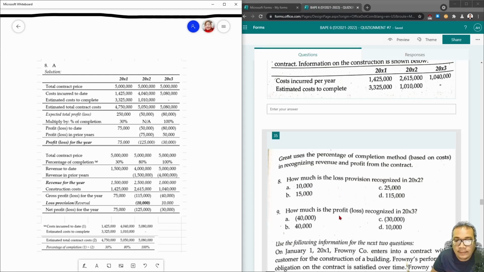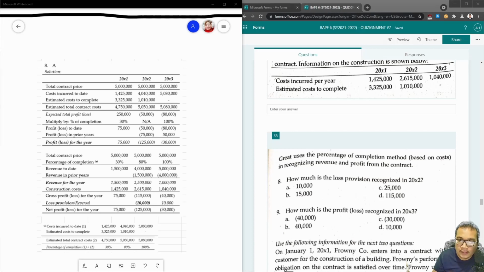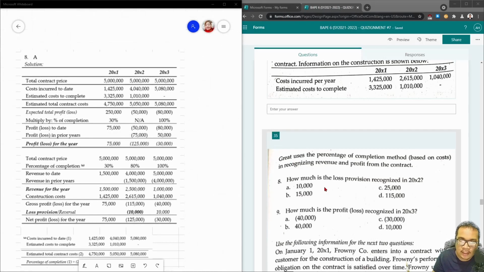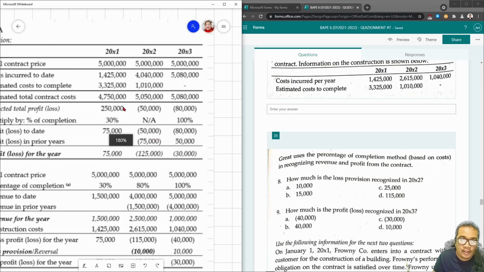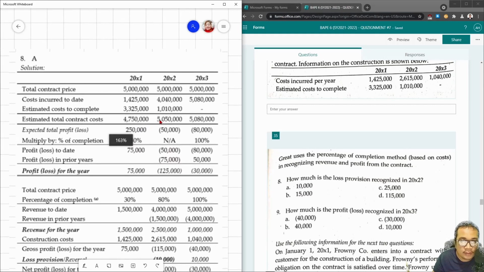So anong ito? Ito na yung topic natin, yung sa onerous contracts, di ba? Ang gagamitin mo is yung PAS 37, yung provisions, contingent liabilities, contingent assets, di ba? Yun yung application dito. So, ang tanong ulit, how much the loss provision recognized in 20x2? So, input lang tayo sa table, di ba? Input lang.